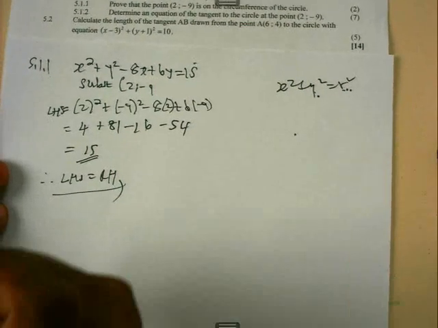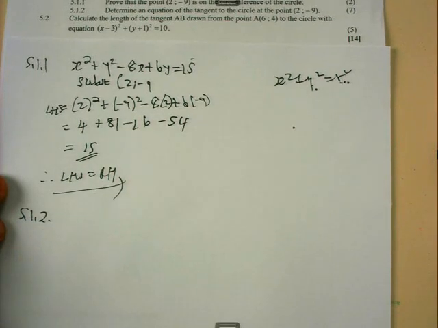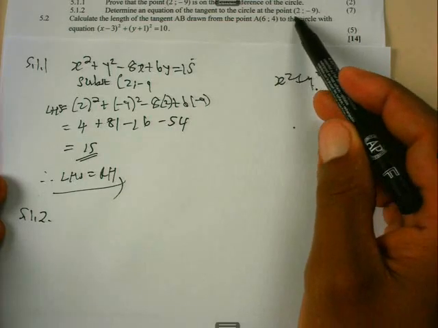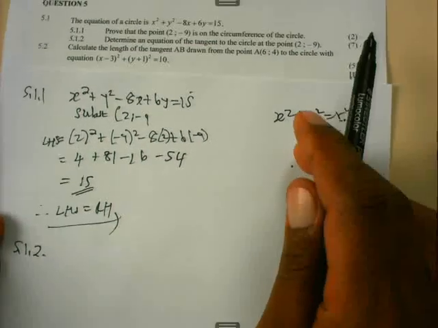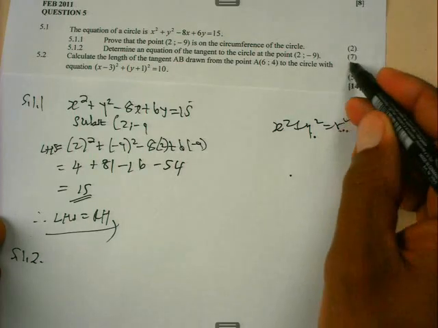Right, 5.1.2. You must determine the equation of the tangent to the circle at this point (2, -9). Determine the equation of the tangent to the circle at the point (2, -9). That is a 7 marks question.